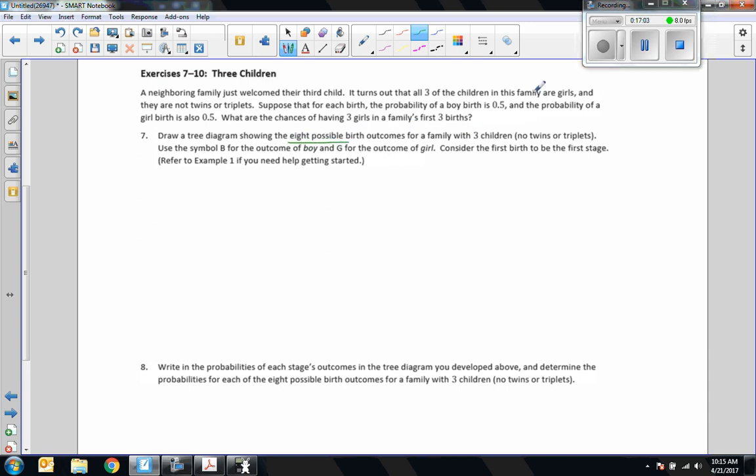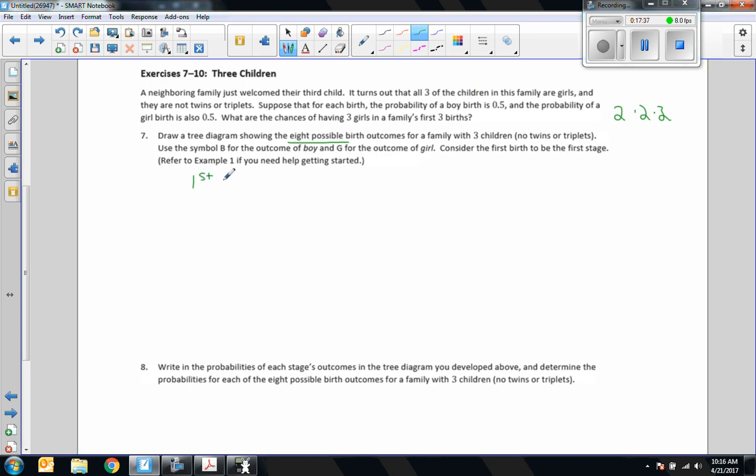So they told us 8 possible births. You can have a boy or a girl. That's 2 possible outcomes. And there are 3 kids. So a boy or a girl the first time, a boy or a girl the second, a boy or a girl the third. 2 times 2 times 2 is 8. It wants us to use the symbol B for outcome for boy and G for girl. Consider the first birth to be the first stage. Refer to example 1 if you need help getting started. So draw a tree diagram showing 8 possible birth outcomes.